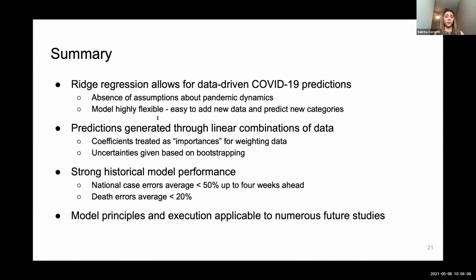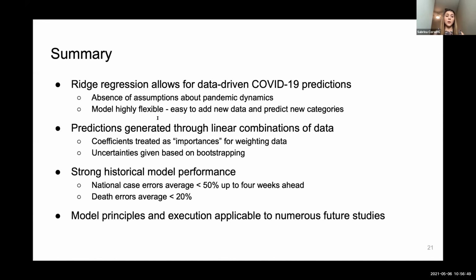So just some points that I would like to drive home about our model and some of what I've mentioned today. So we've seen that ridge regression allows for data-driven COVID-19 predictions in the absence of assumptions about pandemic dynamics. In addition, our model is extremely flexible in that we're easily able to add new data and predict new data categories. In addition, our predictions are generated through linear combinations of data, where the coefficients of these combinations are treated as importances for weighting historical data for future predictions. And our uncertainties are given based on the random sampling bootstrapping method.